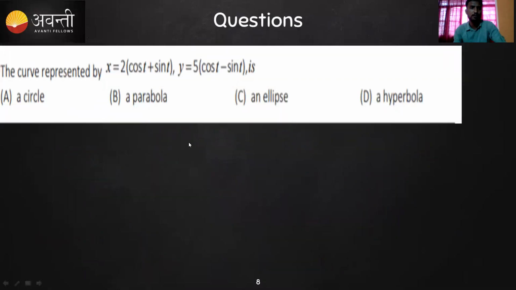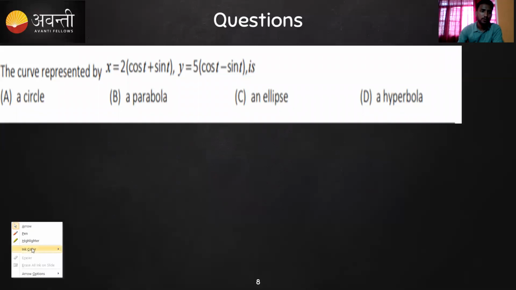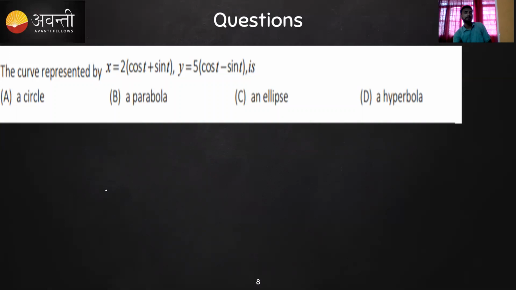I hope everyone understood these things. So here basically two things are given. x and y are written in parametric form. So we have to find what type of curve it is representing.